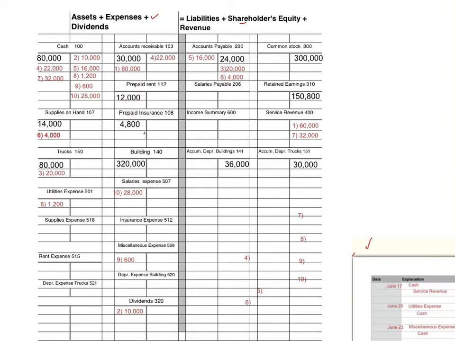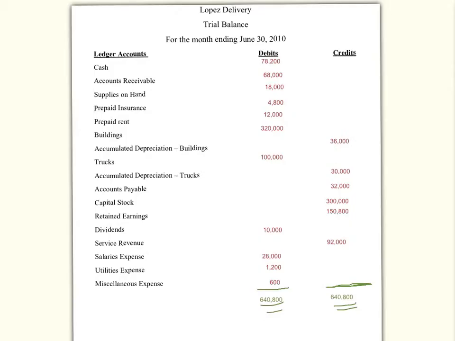So now we'll put all this into a trial balance and test to see if I journalized properly and posted to my ledgers properly. Now we have the trial balance for Lopez Delivery for the month ended June 30th. Here we have a list of the ledger accounts and their debit and credit balances. So cash, debit balance $78,200. Buildings, debit balance $320,000. Accumulated depreciation, credit balance $36,000.